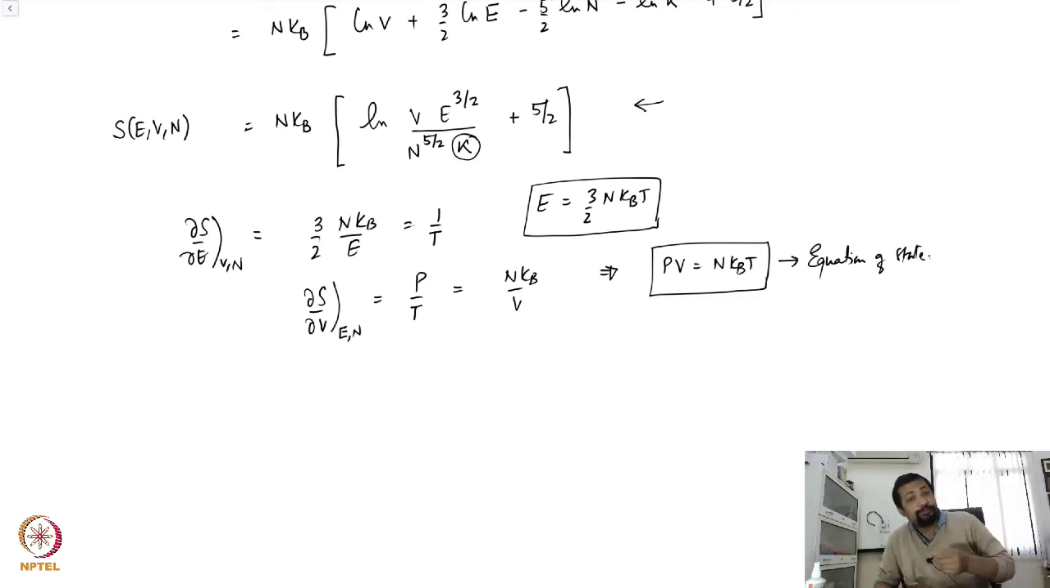So our expression for entropy, the way we calculate it by calculating the microstates contained within the volume, gives us the correct equation of state, the correct entropy that we have seen in thermodynamics. Both E equal to 3/2 Nk_BT as well as PV equal to Nk_BT are experimentally verifiable, and they have been verified also. Therefore, our microscopic theory stands on a firm footing.